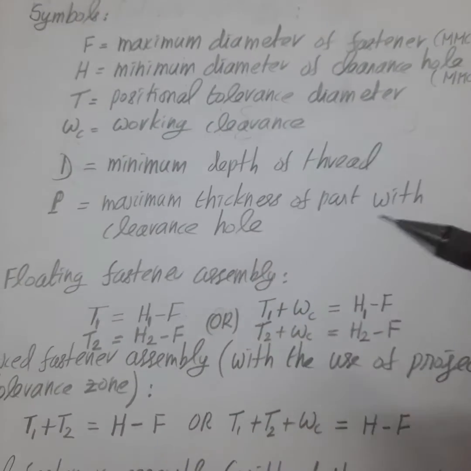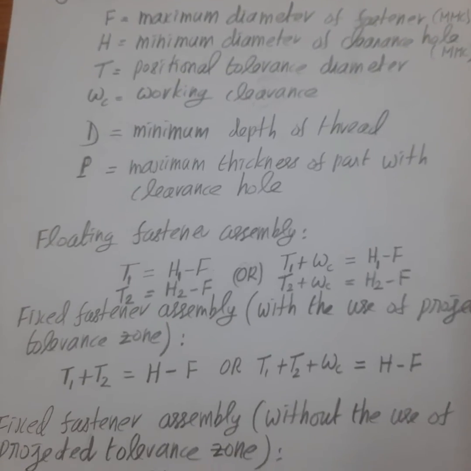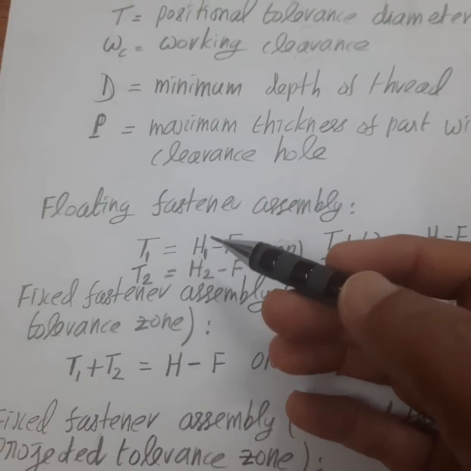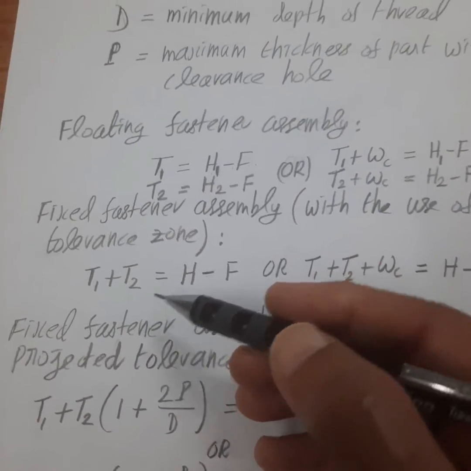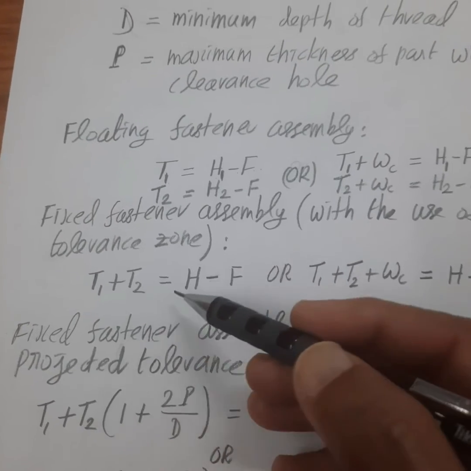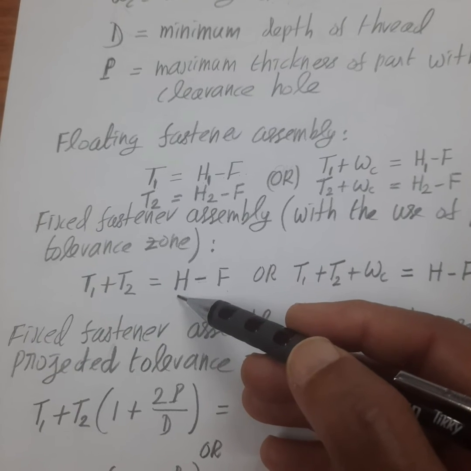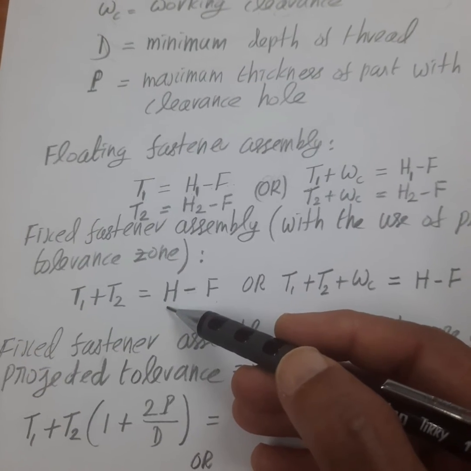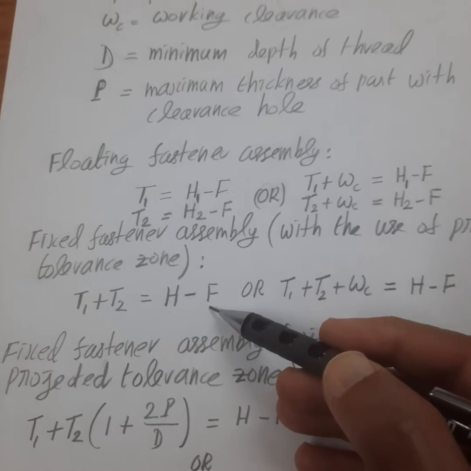So let us solve a problem using these equations. In case of a fixed fastener, the applicable equation is T1 plus T2 is equal to H minus F. H is the MMC size of the clearance hole and F is the MMC size of the fastener.